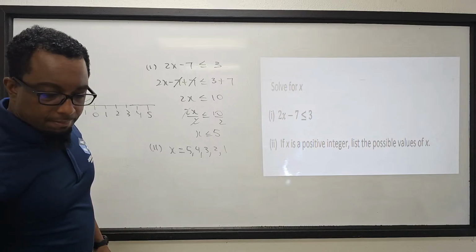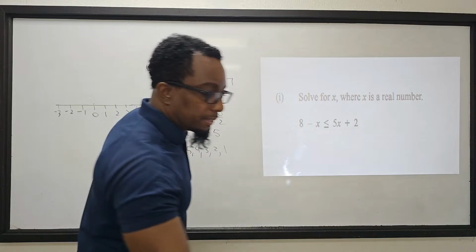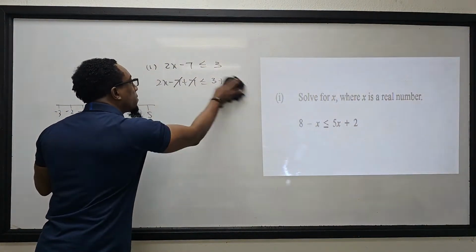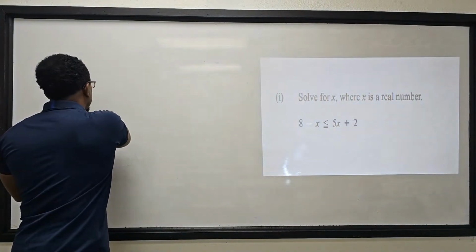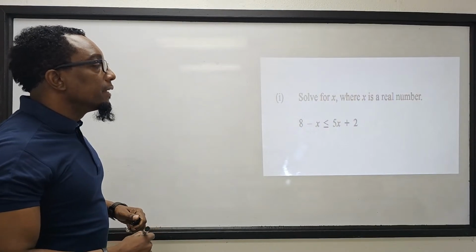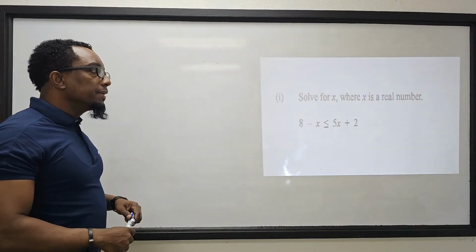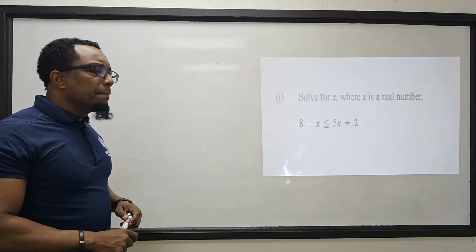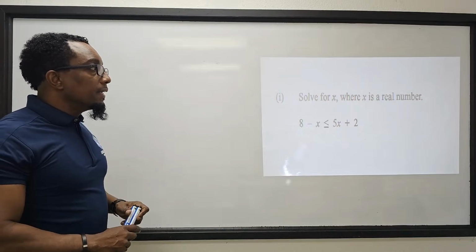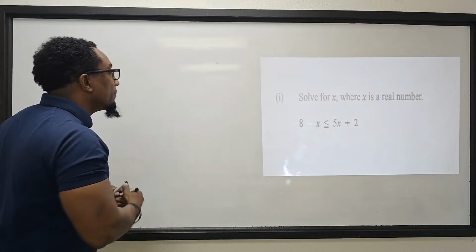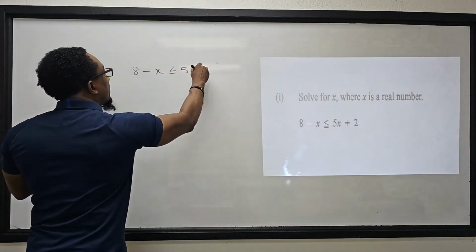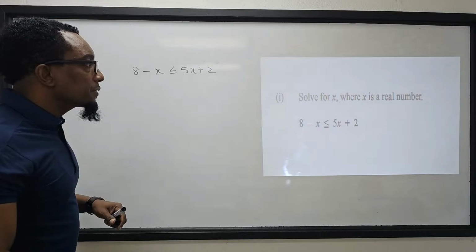Alright, so let's look at another inequality. Solve for x when x is a real number. Right? So a real number can be any number of the number system, positive, negative, fraction. Yeah, that's a real number. So we have 8 subtract x is less than or equal to 5x plus 2. So let's solve this inequality.